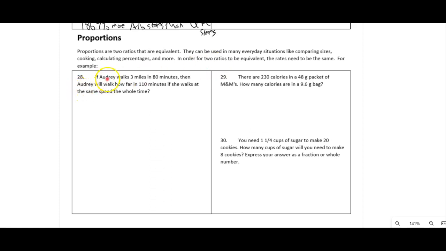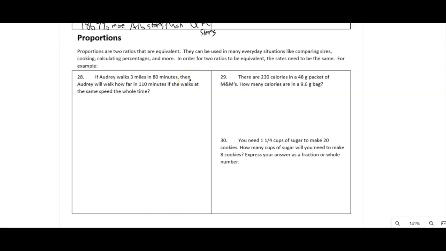For example, Audrey walks 3 miles in 80 minutes. How far will she walk in 110 minutes if she walks at the same speed? If she walks at the same speed, then her rate at the beginning and her rate for the second part of her journey will be the same. So the equivalent rates, the same rates, are important for you to be able to set up proportions. So a proportion, again, is two ratios that are equivalent.